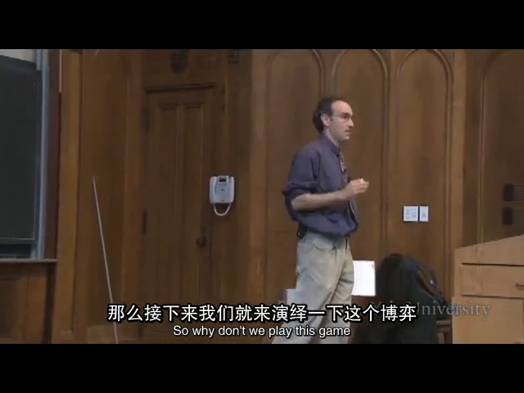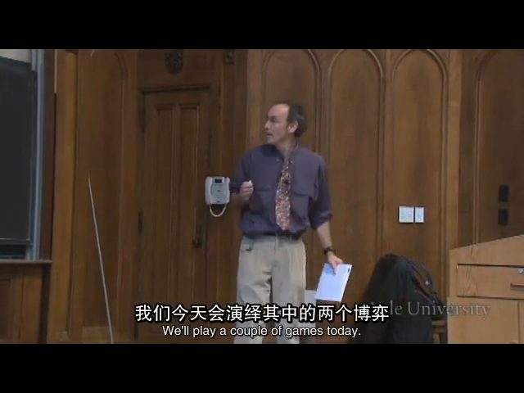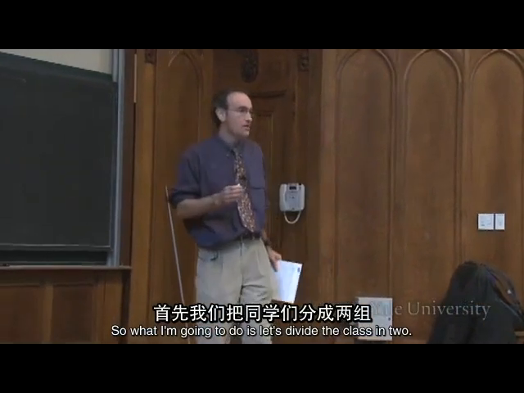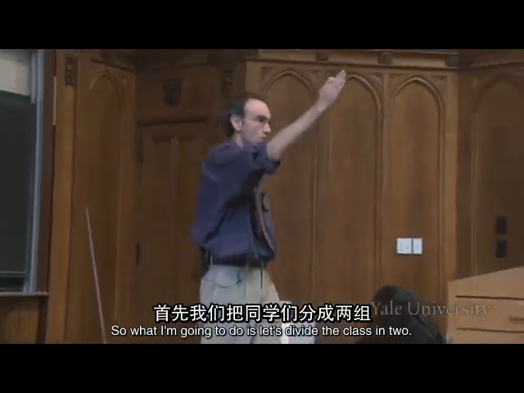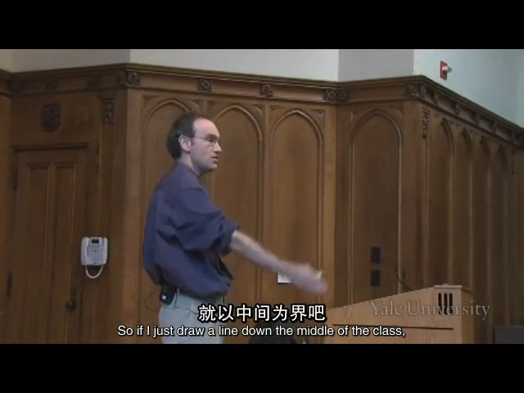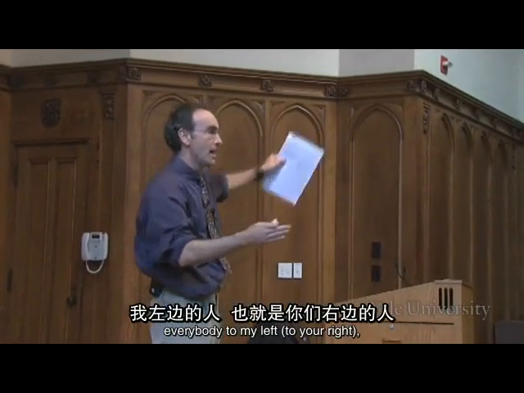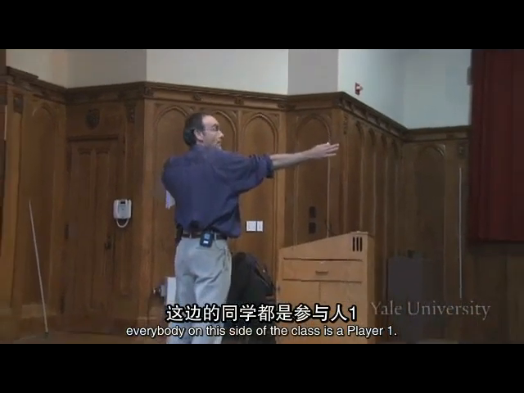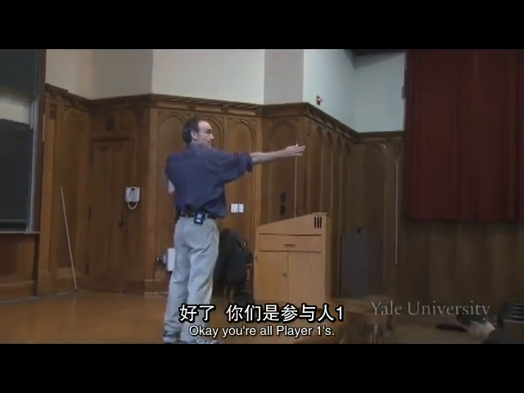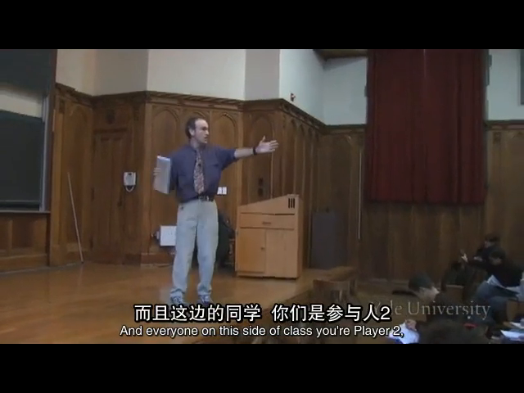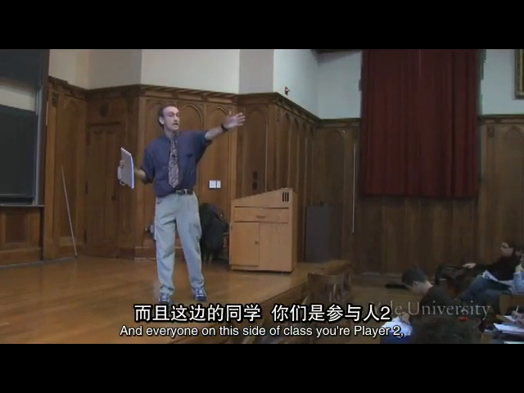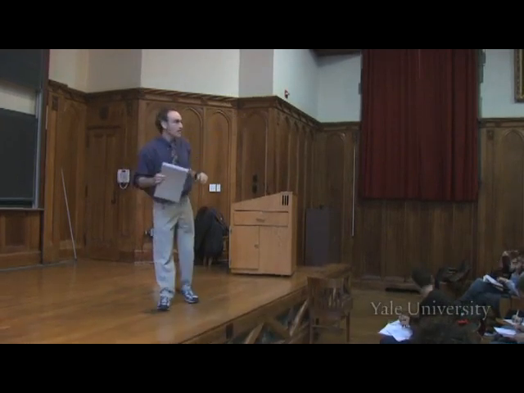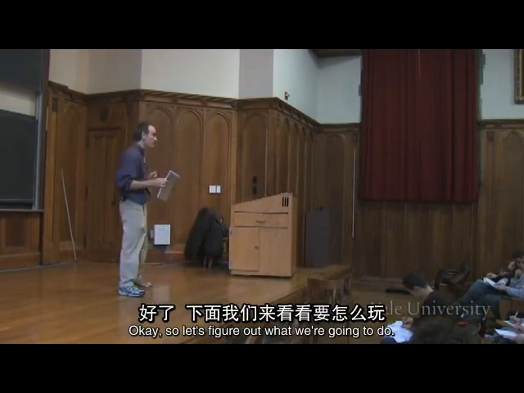All right, everyone looking at that game? So why don't we play this game? Since we haven't played a game for a while, we'll play a couple of games today. So what I'm going to do is, let's divide the class in 2. If I just draw a line down the middle of the class, everybody on this side of the class is a player 1. You're all player 1s. And everyone on this side of the class, you're player 2, including you guys hiding from the camera. You're player 2s.